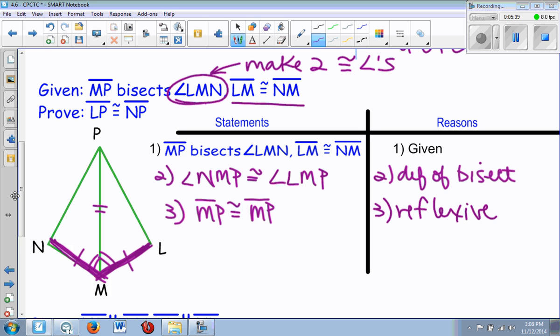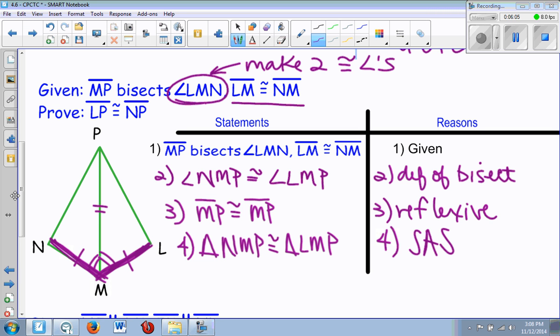Now if you look at your proof, that gives you three congruencies. So as soon as I have three congruencies, I can state that I have congruent triangles. Triangle NMP and triangle LMP. Now looking at the triangle, notice the three congruencies you have. Again, it's two sides and an included angle, so that is the reason side angle side.